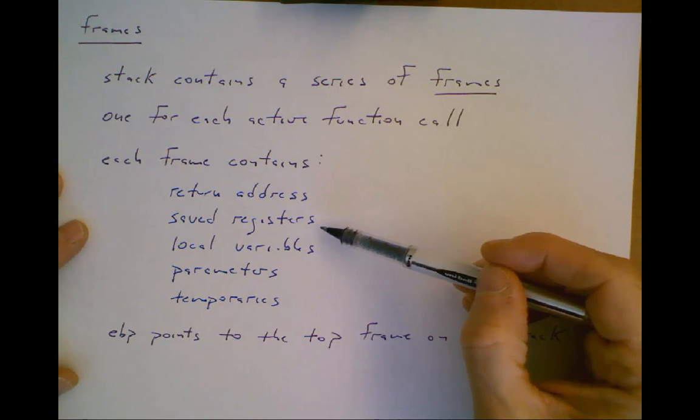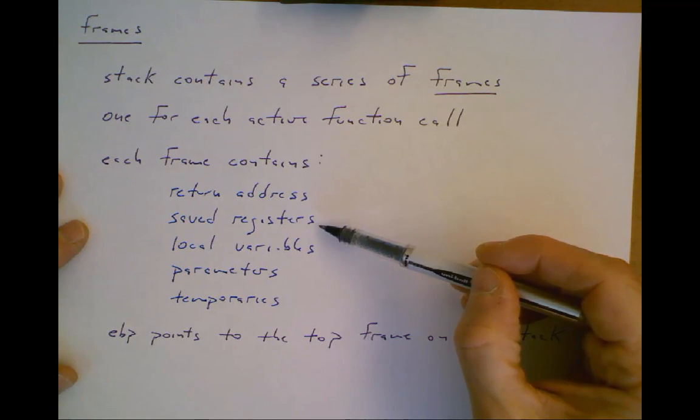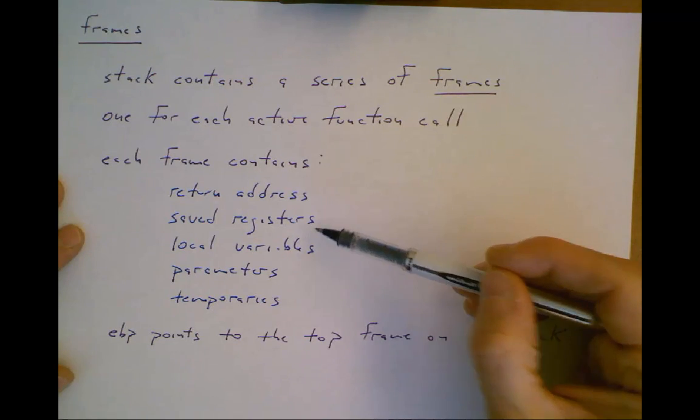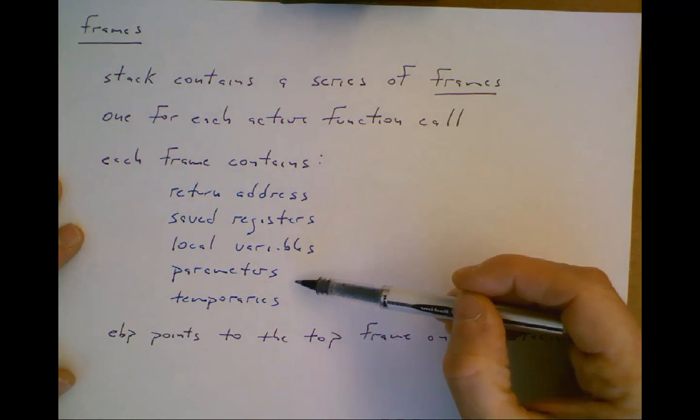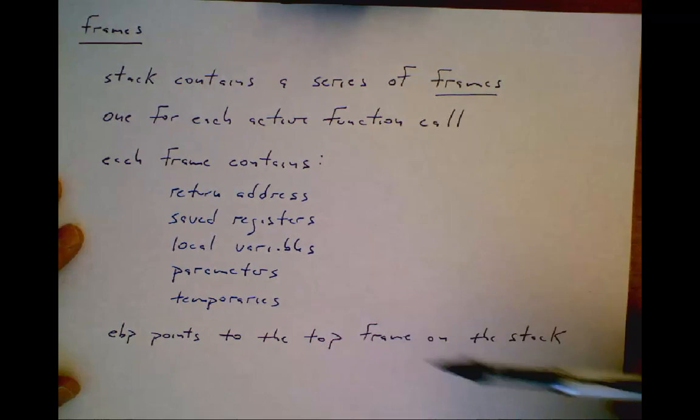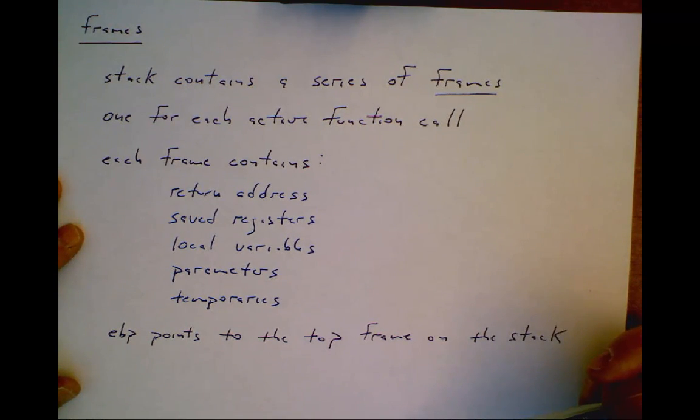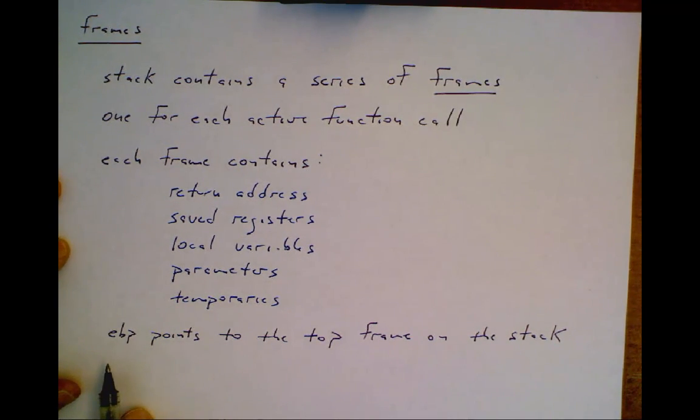I may have saved registers because the caller might have been using the registers, and I need to save those contents and restore them before I return back to the caller. I'll have local variables that I need to represent. Those will be on the stack. I'll have parameters that are being passed to this particular invocation of the function, and the function may need additional temporary spaces, which can be allocated on the stack. And again, as I mentioned, the EBP register points to the top frame on the stack.